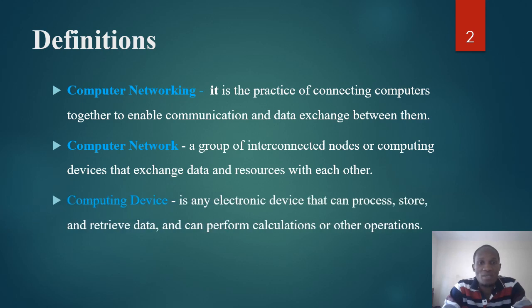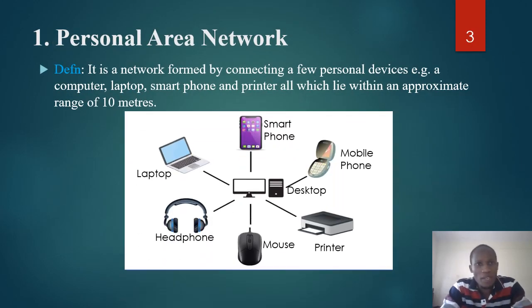So what are these devices? These devices are basically electronic devices that can process, store, retrieve data, and can perform calculations or other operations. And examples are like switches, computers, laptops, desktops, hubs, radios, and so on. And then we can now look at a few of these types of networks.